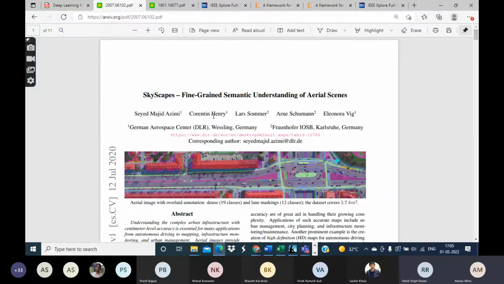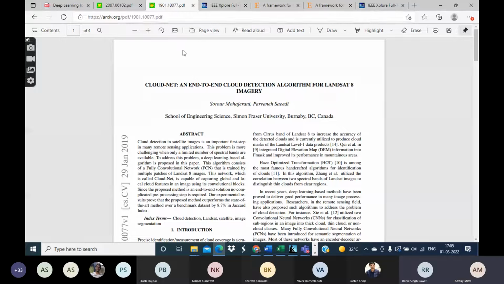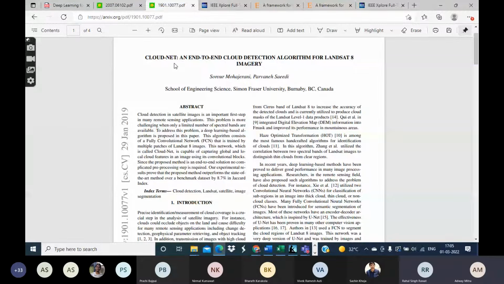That is one paper which we discussed today. Let us consider another paper. This is called CloudNet. This is an end-to-end cloud detection algorithm for Landsat 8 imagery. So now we have come to satellite imagery. Landsat 8 is the name of the satellite which produces these imagery from all over the world, and it's available also. If some of you are interested to do a project on remote sensing of these Landsat imagery, you can go to their website and collect the data.